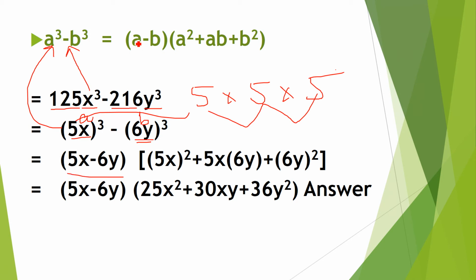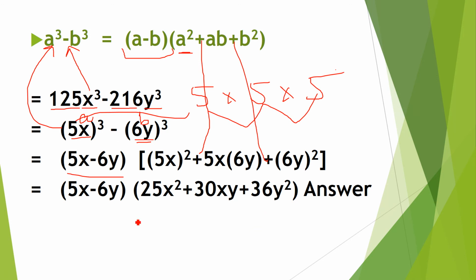So the first part of this formula is solved. Now come to the second part, a square, and I told you wherever you have a, you have to write 5x. So 5x whole square, then this plus sign, and then a is 5x, b is 6y, ab, 5x multiplied by 6y, plus, and then b square, we have 6y, so 6y square.